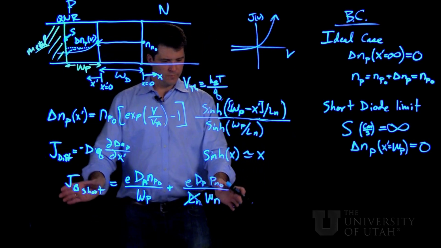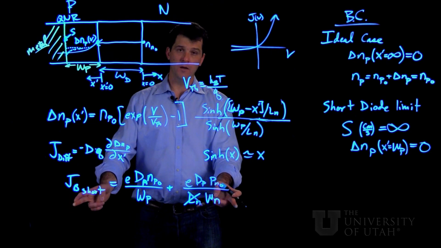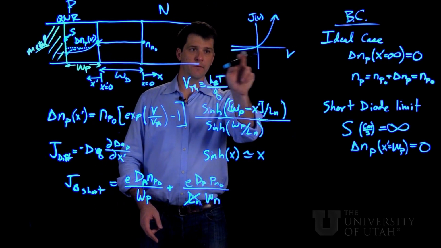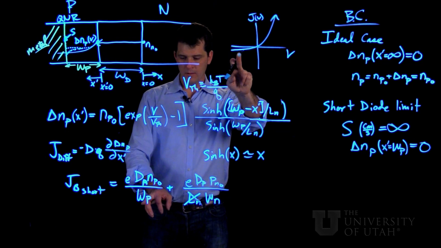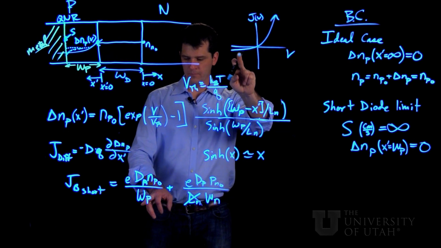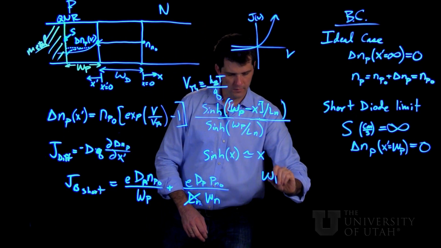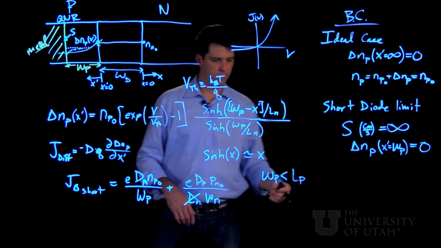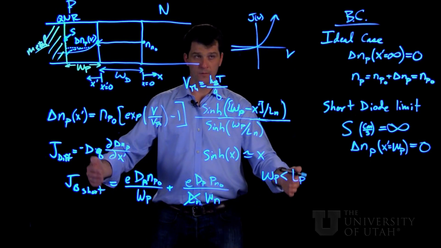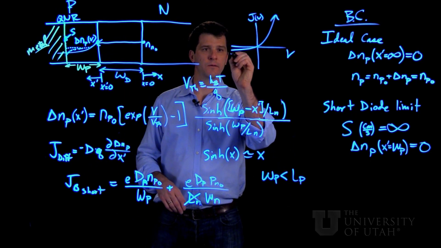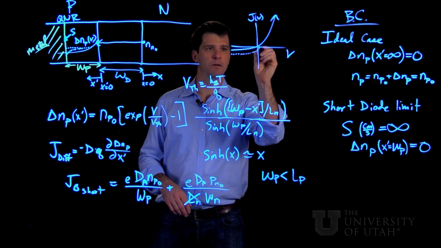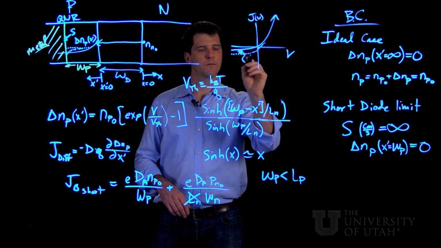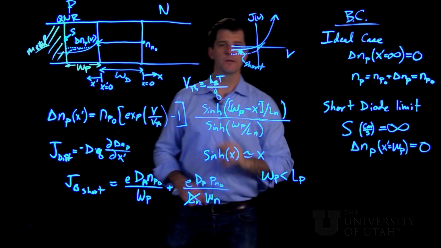Okay, so this is the current that will flow in reverse bias saturation. And you'll notice that because we've assumed that WP is less than LP, and similarly for WN, it represents an increase in the current. So for a short diode, we would see more reverse saturation current.